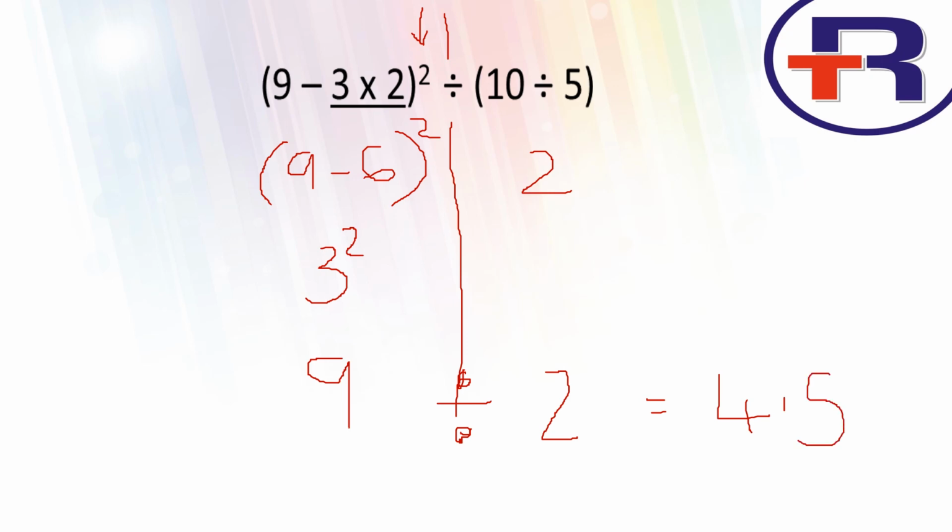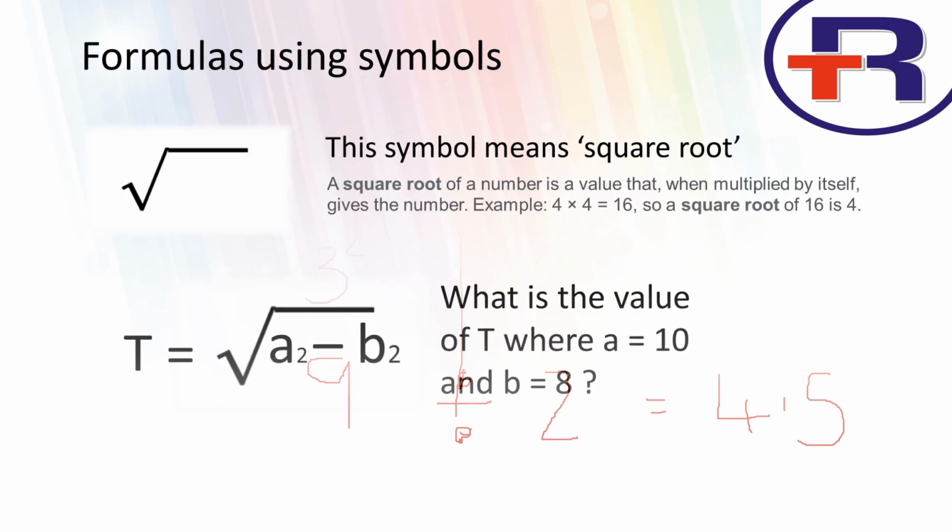The way to solve these BIDMAS questions is to use step-by-step, one step at a time methods and keep rewriting the sum as you work your way through. We're going to look at how BIDMAS is used in formulas, and this is a formula using a symbol. This symbol here means the square root of something. The square root of a number is a value that when multiplied by itself gives the number.